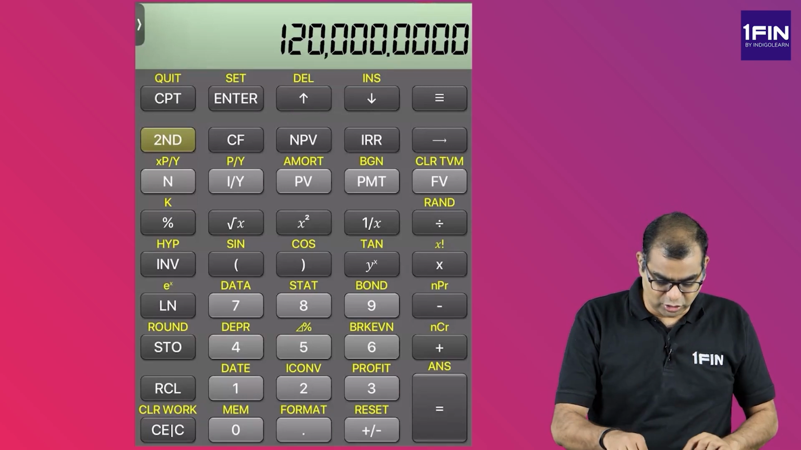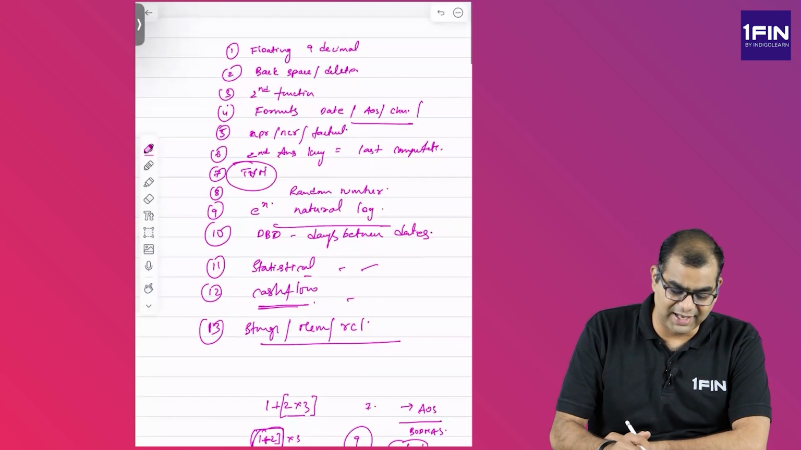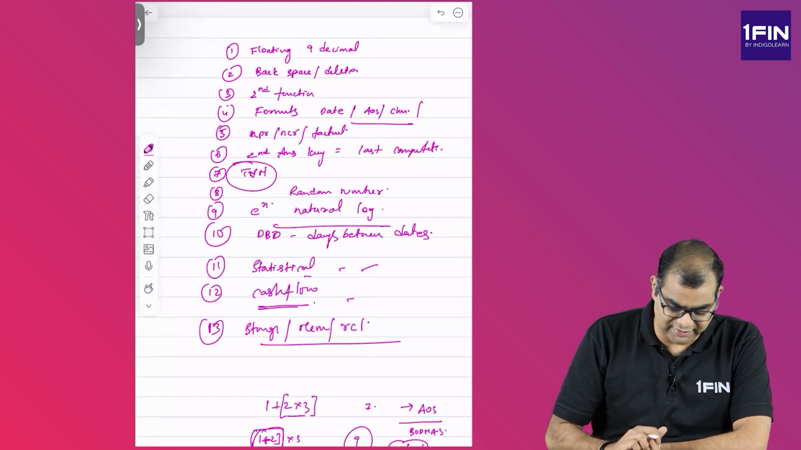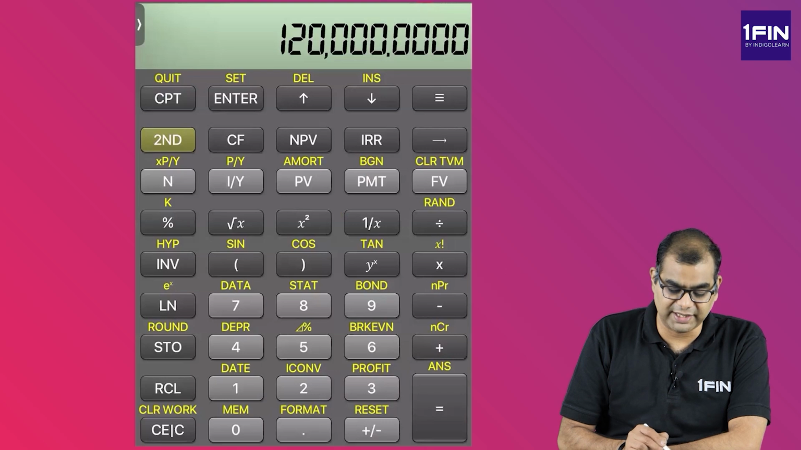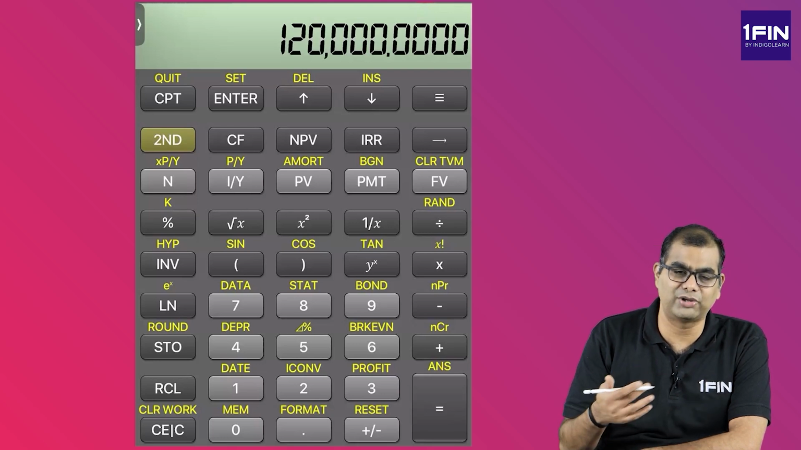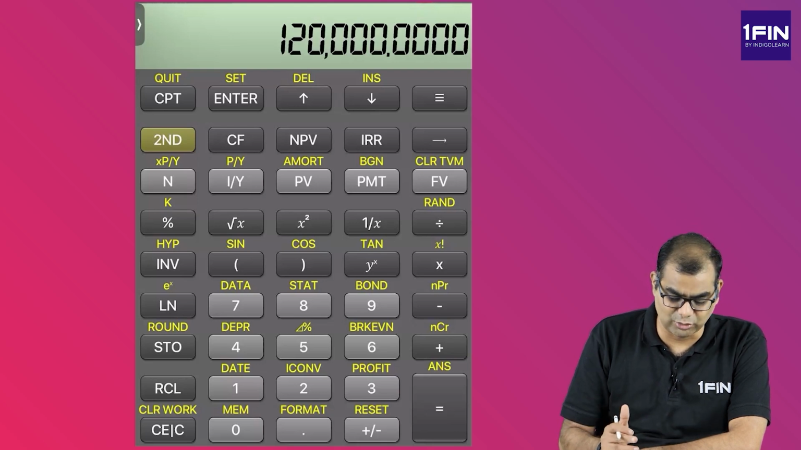Okay, so now we have finished one more, which is storage, memory and recall. After this, the functions we have are, I would say, not used much. What are the functions that we have? I'll just show you. We have these functions about profit, ICON, then percentage, basically margin, then you have break even, then you have bond, then you have sin, cos, tan and HYP, then you also have round. Then we also have XPY, then amortization. Amortization is basically EMI computation and all that, at least we don't have it in our CFA syllabus, so I don't think that is so much required.